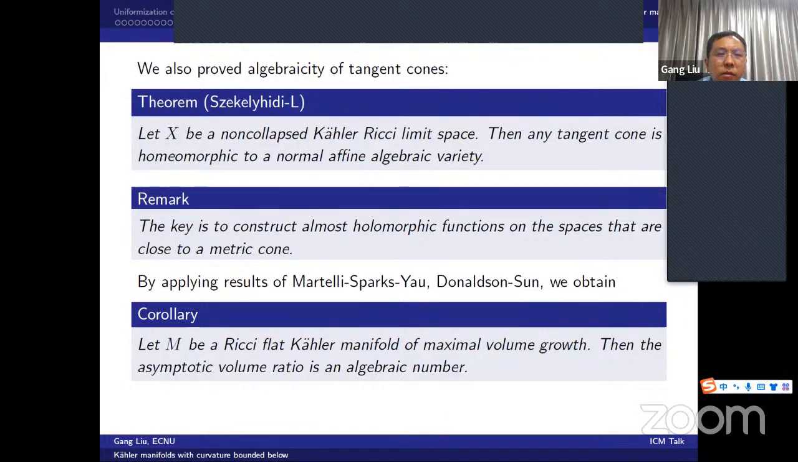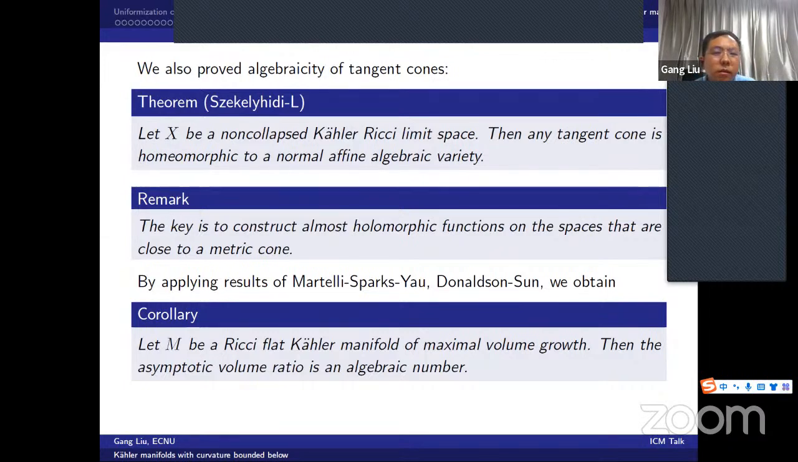Let X be a non-collapsed Kähler-Ricci limit space. Here we do not assume the sequence of Kähler manifolds are polarized, just an arbitrary sequence. Assume Ricci lower bound and non-collapsed volume. Then you get the limit, and any tangent cone is homeomorphic to a finite algebraic variety. Basically, in some sense, it says that we can build a natural algebraic structure on the limit space.